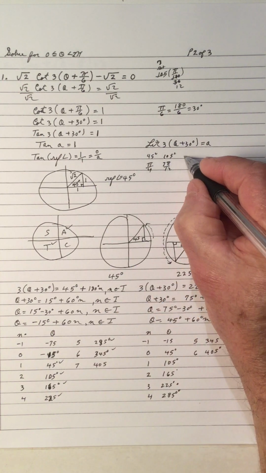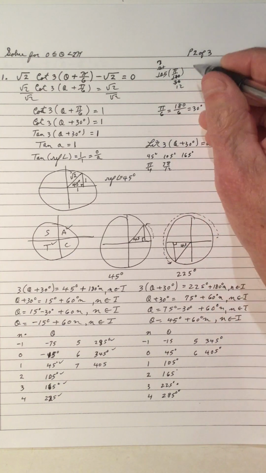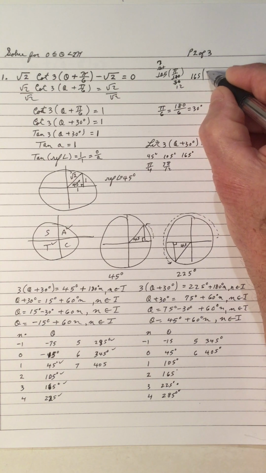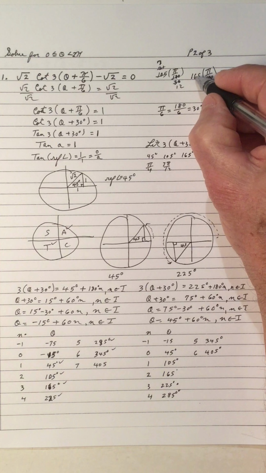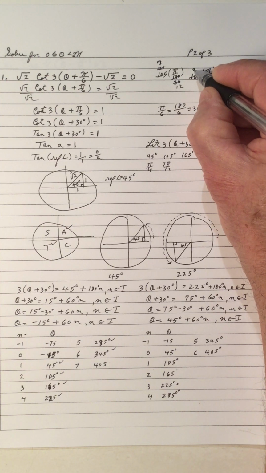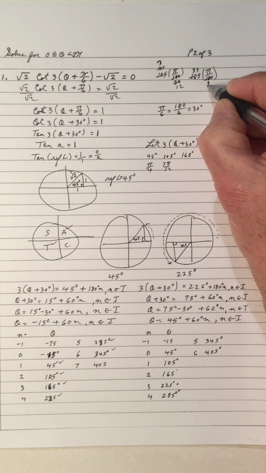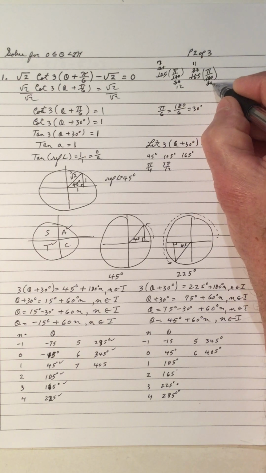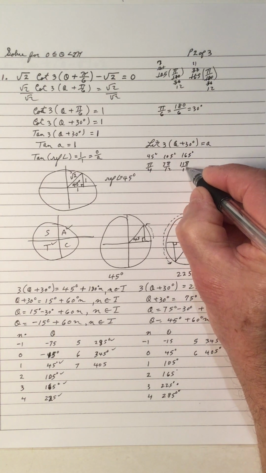And now what about 165? Again, that's going to be over 12. So let's take our time. 165 multiplied by pi over 180. 5 into this goes 33. 5 into this goes 36. So 3 into 33 goes 11, and this goes 12. So this is 11 pi over 12.